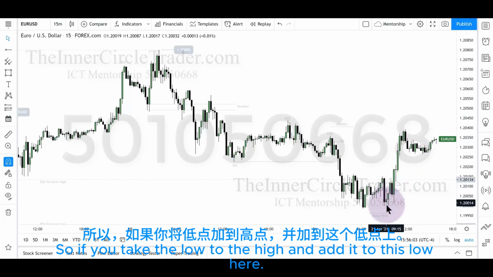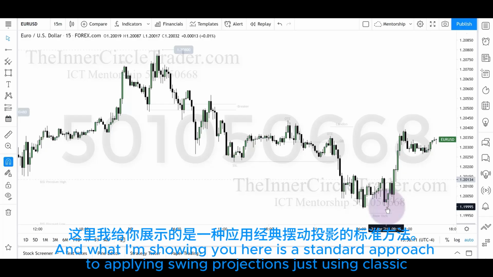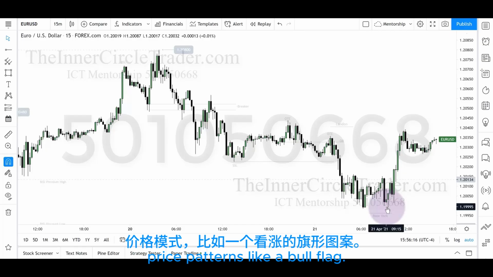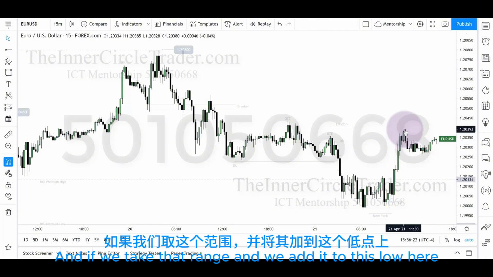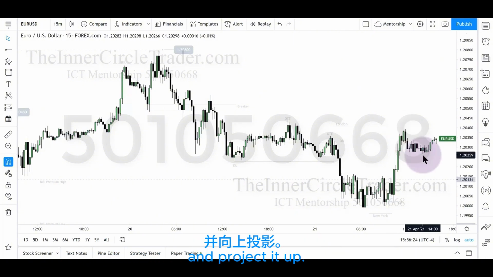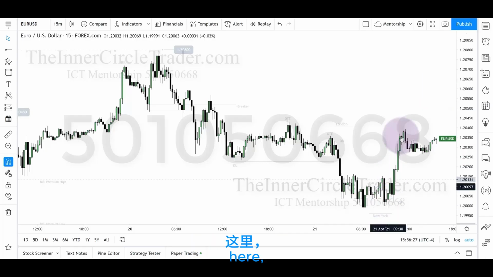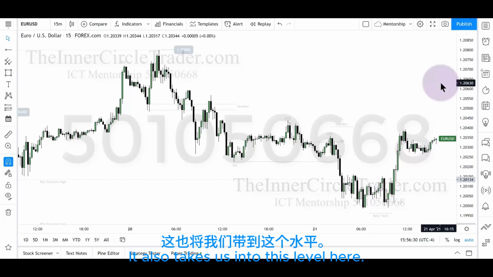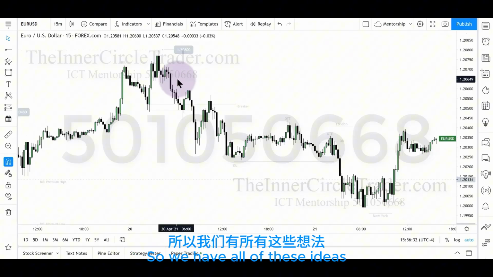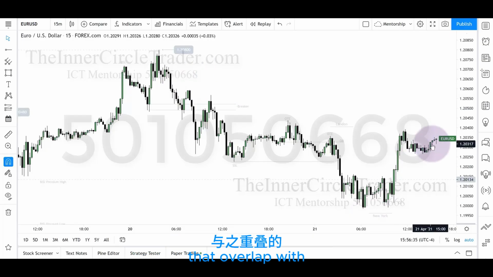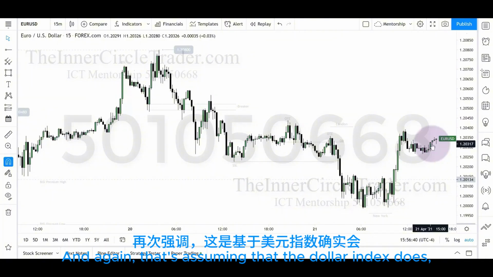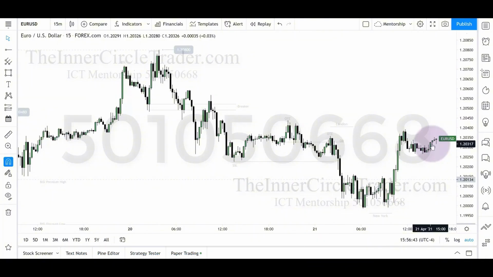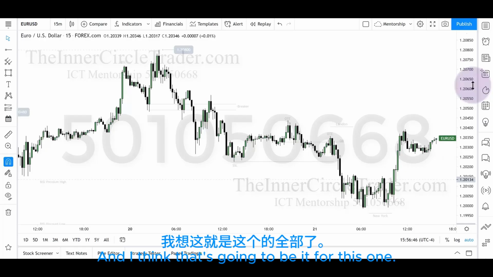So if you take the low to the high and add it to this low here, what I'm showing you here is a standard approach to applying swing projections, just using classic price patterns like a bull flag. We have a low to the high, and then if we take that range and add it to this low here and project it up, we have here, here, here. It also takes us up into this level here. So we have all of these ideas that overlap with the likelihood that it could go higher. And again, that's assuming that the dollar index does in fact go lower. And I think that's going to be it for this one.